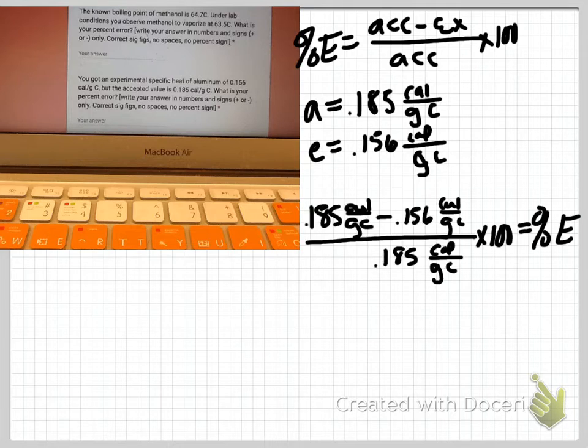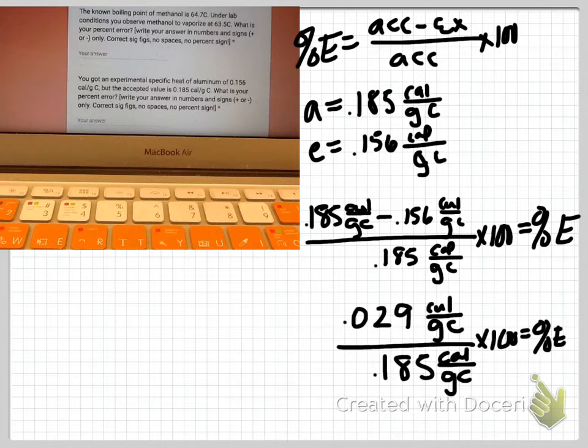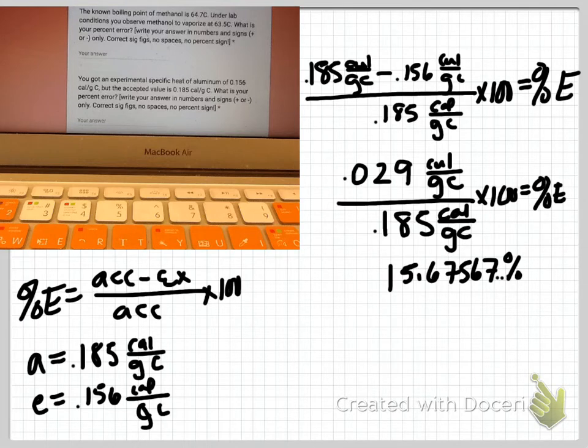So I have my 0.185 calories per gram Celsius minus 0.156 calories per gram Celsius, the whole mess divided by 0.185. 0.185 minus 0.156, and boy, what a tiny little difference. 0.029 as a difference. And that seems so minuscule, it must be a tiny error. I did pretty well. But when you look at that difference in terms of a percentage of the actual value, what you find is that this is actually a pretty huge percentage.